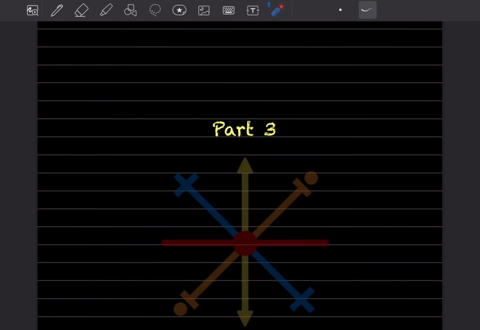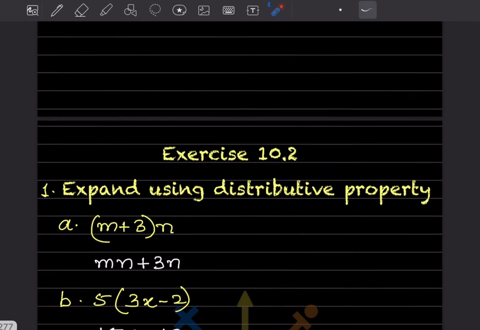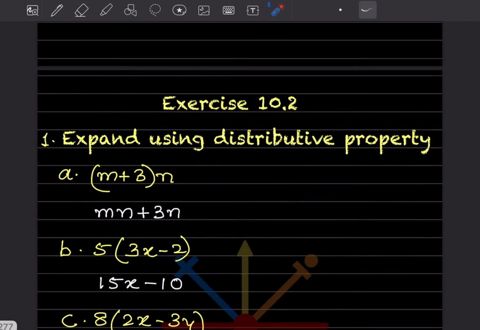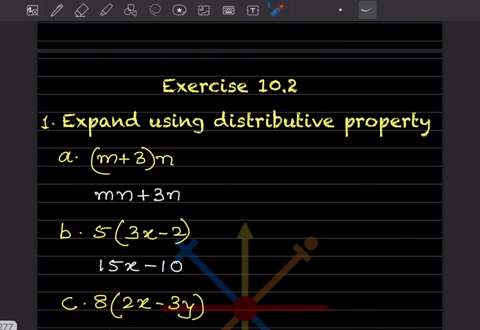So today we'll do part 3. In that we'll see exercise 10.2. Here it says expand using the distributive property. Now you can see these are the two terms in the bracket and there is n outside. So what we have to do, we are going to use the distributive property, which means we multiply this n with this term as well as this term. So that will be mn plus 3n.